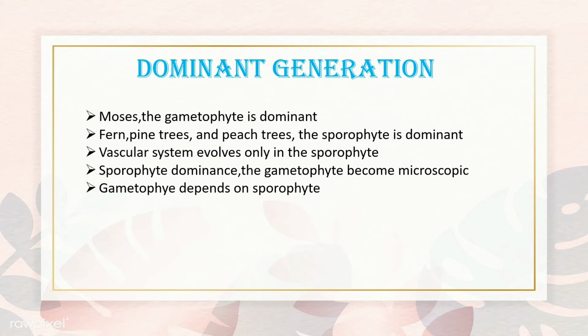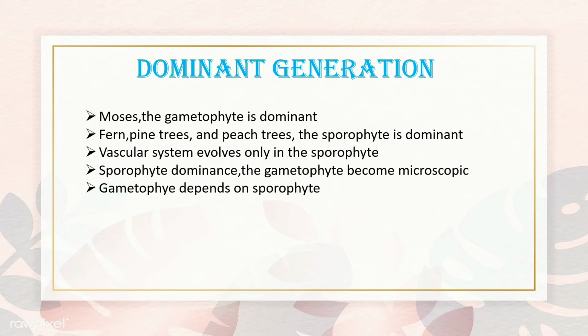What is dominant generation? Dominant generation is the generation that occupies the largest portion of the life cycle. Land plants differ as to which generation is dominant. For example, in moss, the gametophyte is dominant, while in fern, pine trees, and peach trees, the sporophyte is dominant.